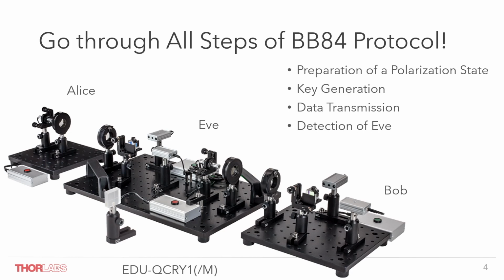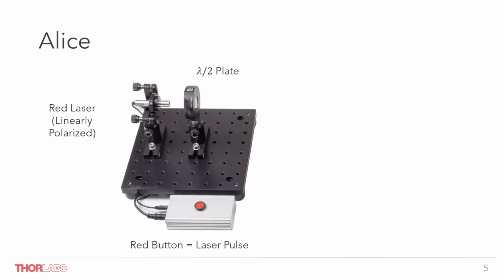Now I'm going to show you how our setup works and then talk about the BB84 protocol, because it will make most sense this way. So let's start out with Alice. Alice is essentially a laser on a breadboard with a half-wave plate. The laser is linearly polarized, and if you push the red button on the laser electronics for 2 seconds, you will have a continuous wave laser, which helps you in aligning the system. If you only push it once, it will emit a short pulse of about 50 microseconds in length. So this is sort of our single photon.